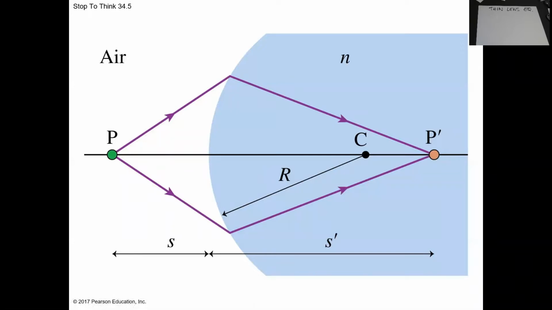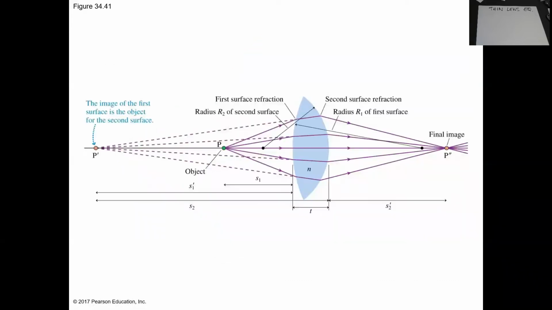Well, I don't think it's terribly common to form an image with one interface. I'm sure there are many applications. I can't think of one off the top of my head, but it sure is easy to think of applications of lenses. And a typical lens is just two conjoined spherical surfaces.